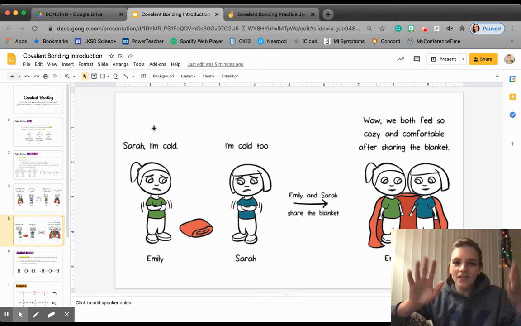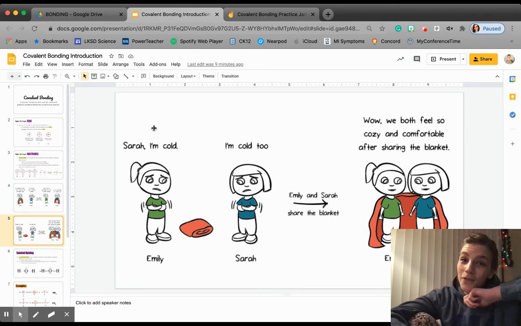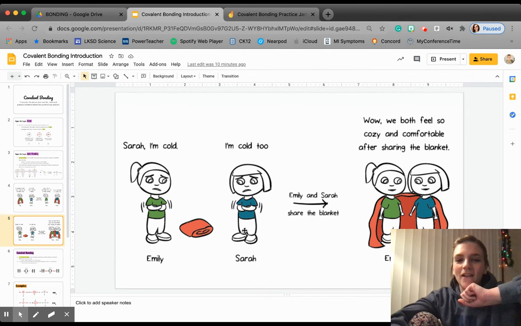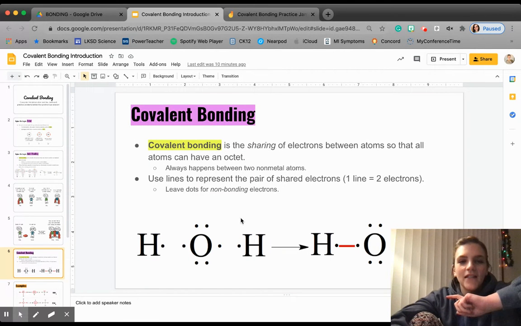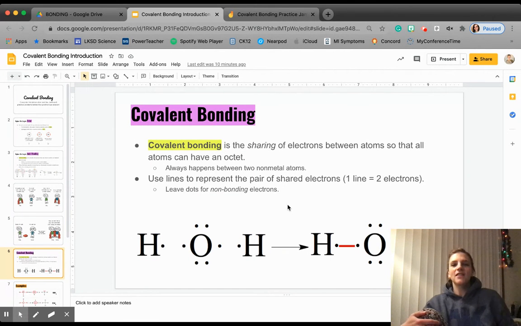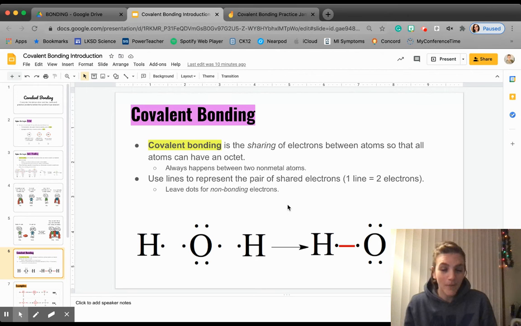Same 2 girls, but they're both cold. They both need a blanket. Well, the solution to the problem, they share the blanket and they both end up getting warm and comfy and it's good, right? Covalent bonding is just like that. Covalent bonding is the sharing of electrons between atoms so that both of the atoms can have an octet. This always happens between 2 non-metal atoms.